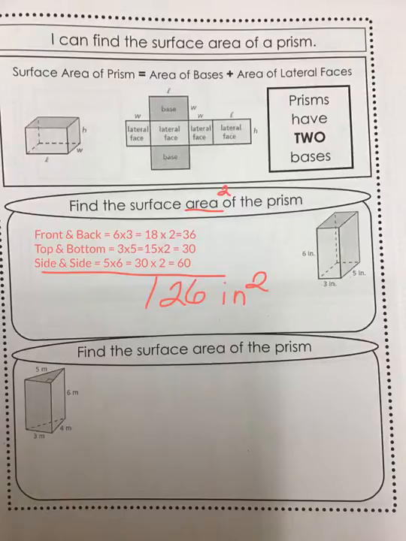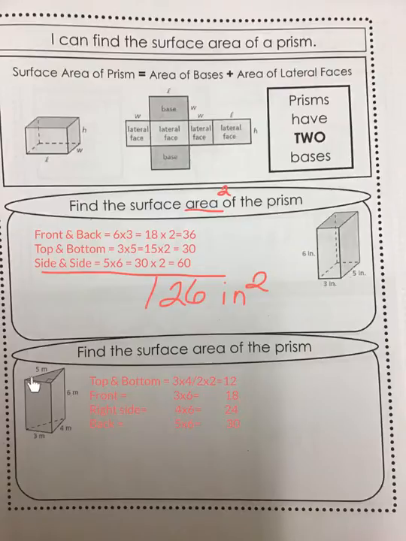Okay, the next is a triangular prism. The triangular prism has a top and bottom, which are triangles. In order to find the area of the top and bottom triangles, we have to use the base and the height. Remember, they meet at a right angle. Therefore, I'm not going to use the 5. I'm going to use the 4 and the 3. So I do 3 times 4.